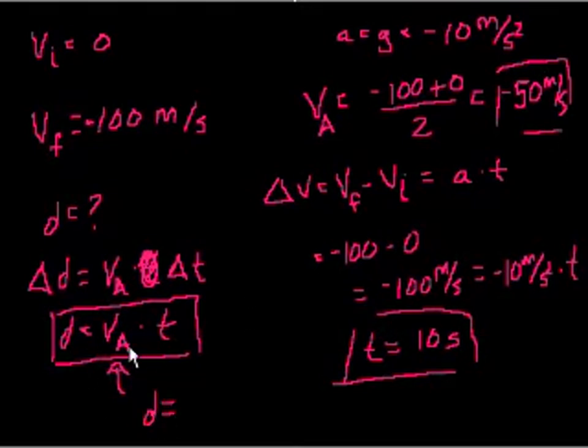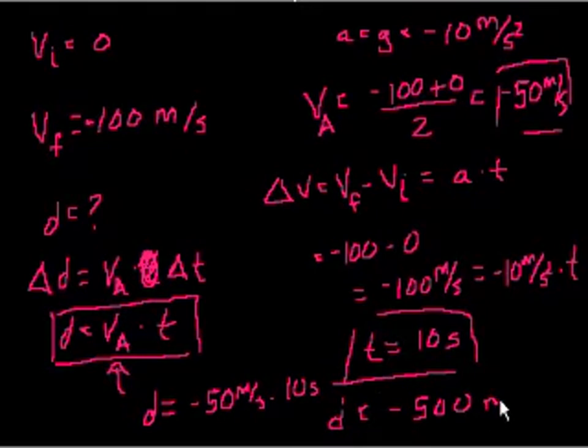The distance is equal to the average velocity, minus 50 meters per second, times 10 seconds. So the distance, and this is going to be an interesting notion to you, the distance is going to be minus 500 meters. So this might not make a lot of sense to you. What does minus 500 meters mean? Well, this is actually right, because this formula is actually the change in distance. We said if we did it formally, it would be the change in distance.